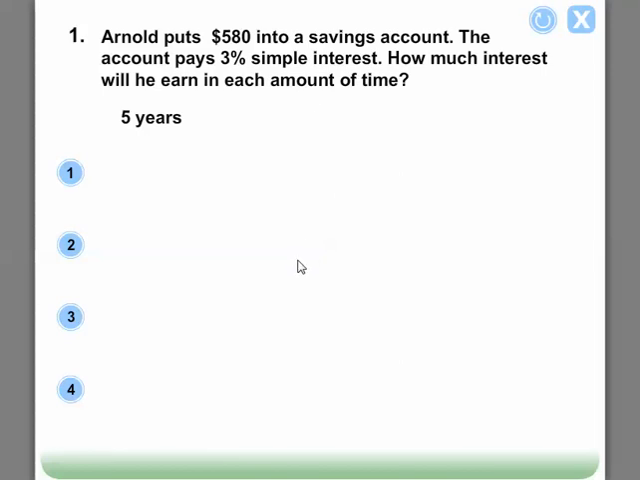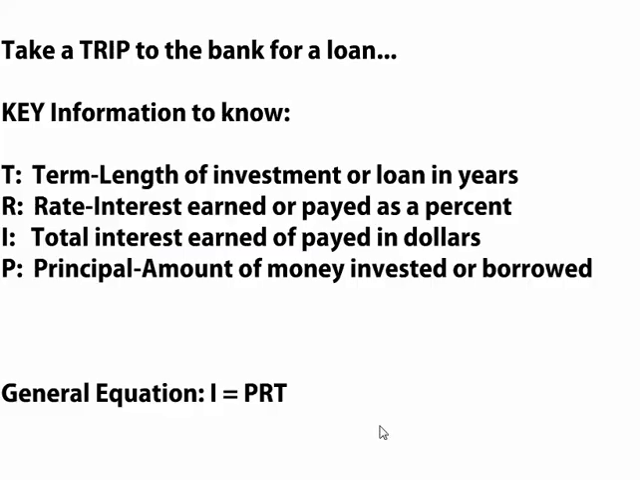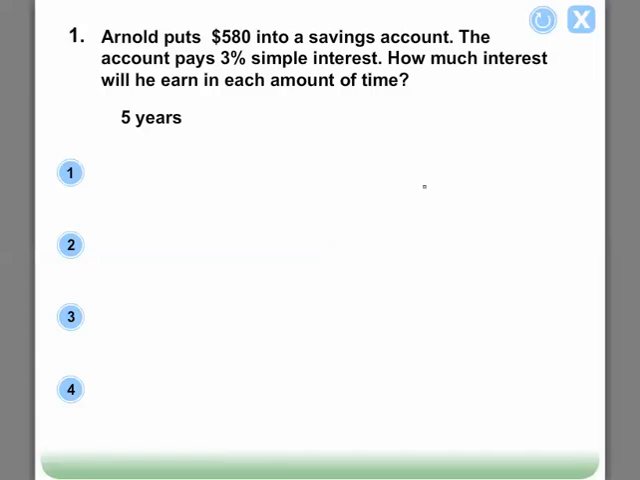Arnold puts $580 into a savings account. The account pays 3% simple interest. How much interest will he earn in each amount of time? The only time period they give us here is 5 years. So if we go back, our equation is I equals P times R times T. Let's identify each piece. First, let's write this: I equals P times R times T.